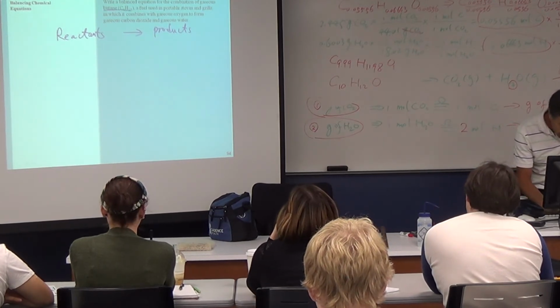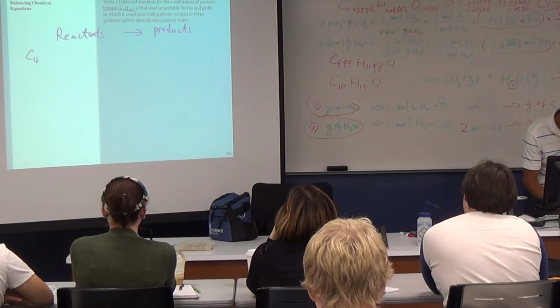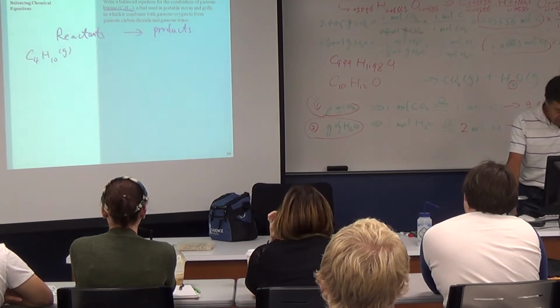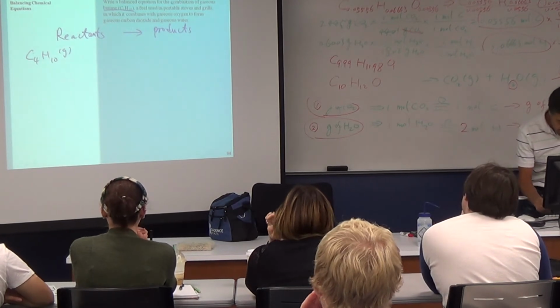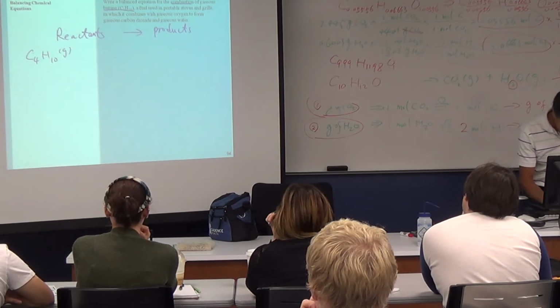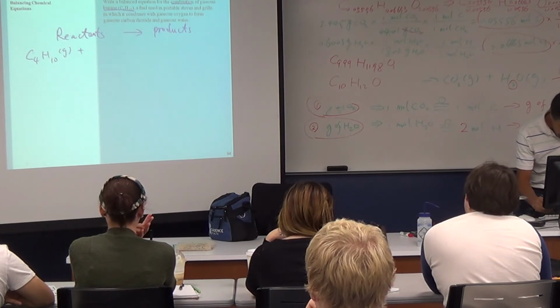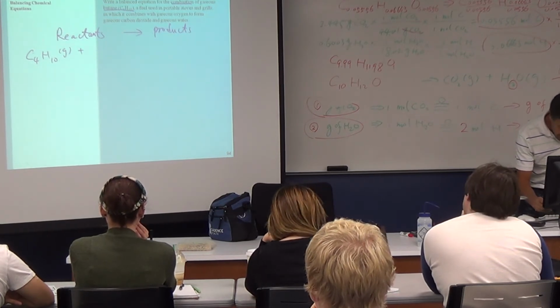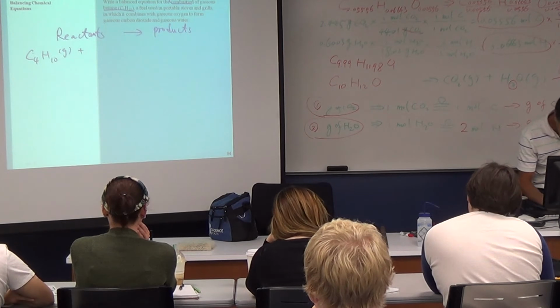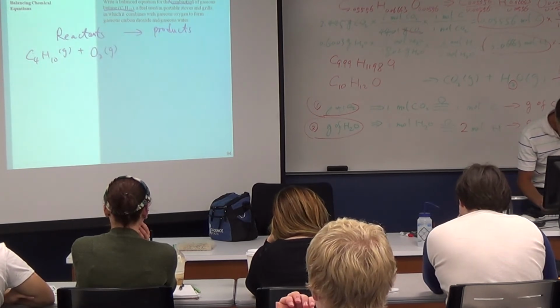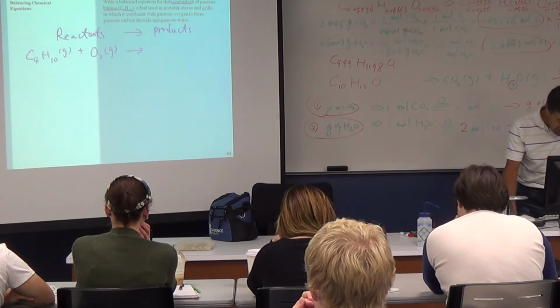Okay, very good. Butane, that is C4H10, and it is a gas. Oxygen, very good. How do we know we have oxygen? They combine with oxygen, so it just says it. Yeah, usually this word means combine with oxygen. So these are the two reactants.